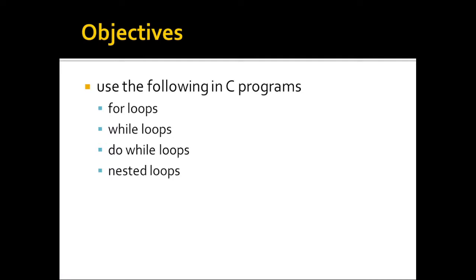Loop control statements in C language. The objective of this lecture is for the audience to be able to use the following in C programs. We have the for loops, the while loops, the do while loops, and the nested loops.